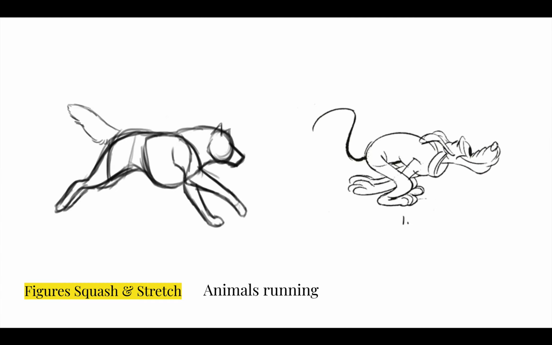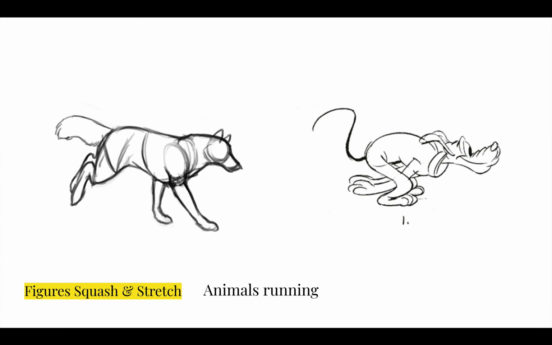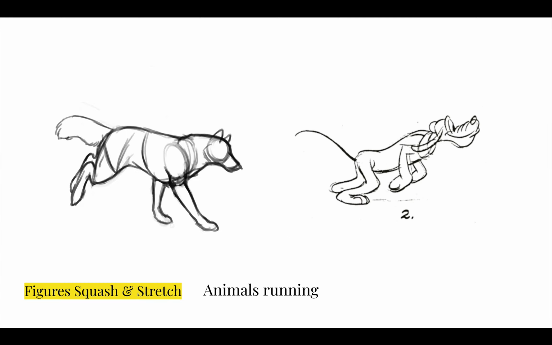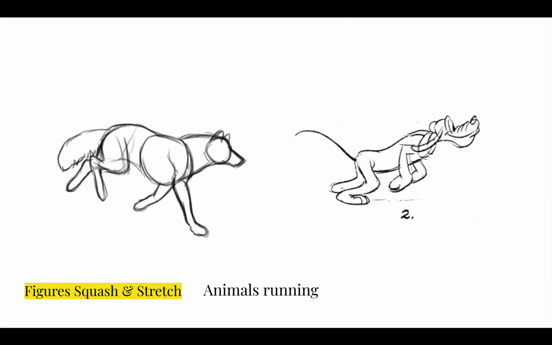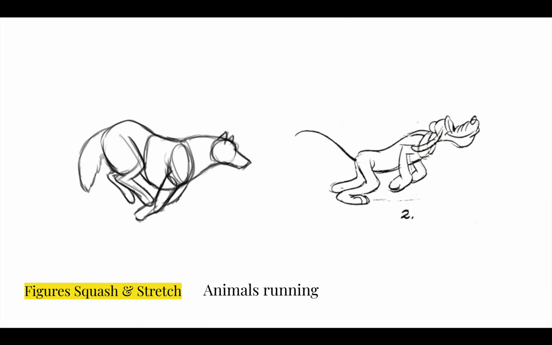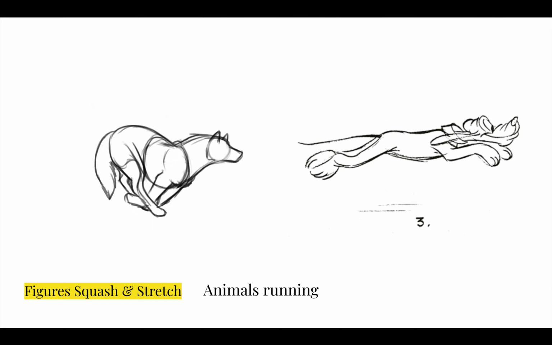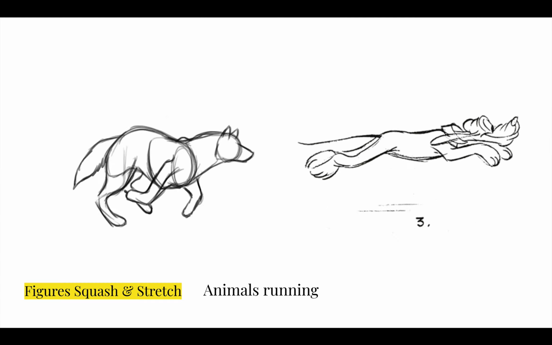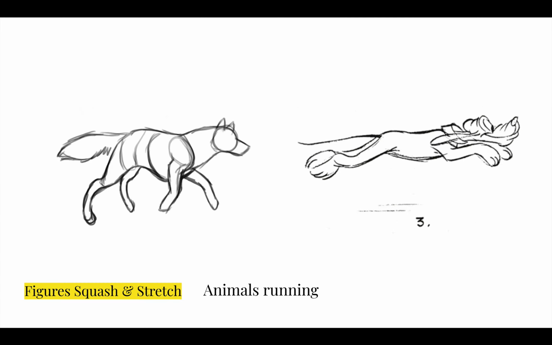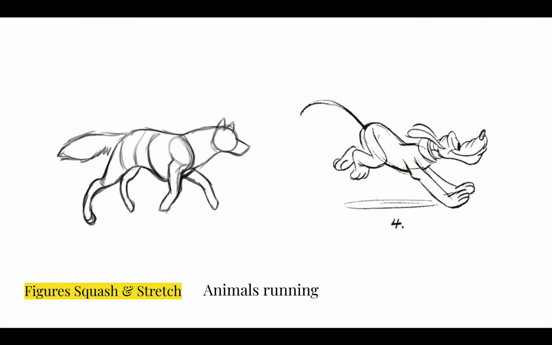The same is true for a realistic dog running. Notice that as his paws go out, he's stretching and he's squashing back in. If you want to exaggerate that for a cartoon dog, you would exaggerate the amount that he's stretching out. In this case, Pluto is really reaching, and then he's squashing in. His legs are really folding under him to emphasize the speed at which he's running.